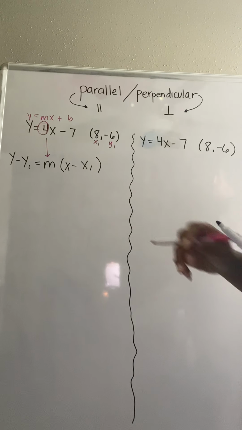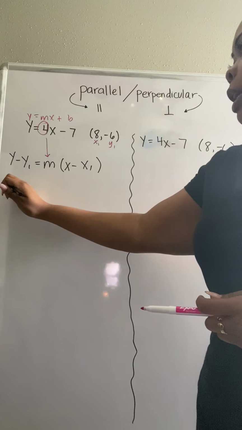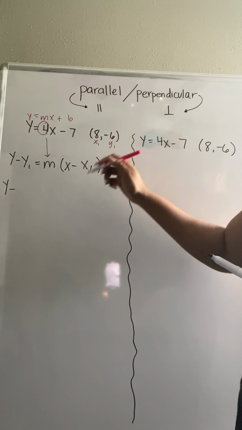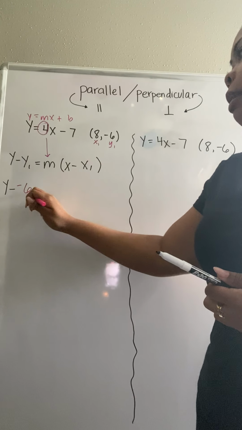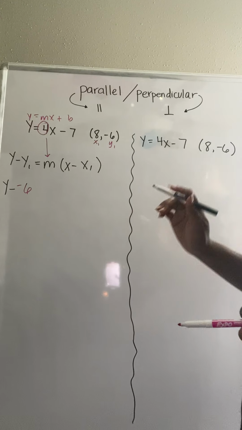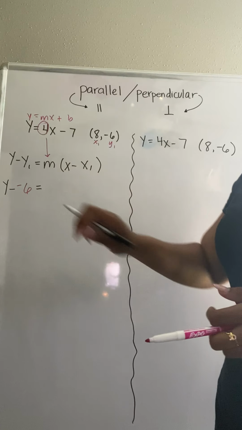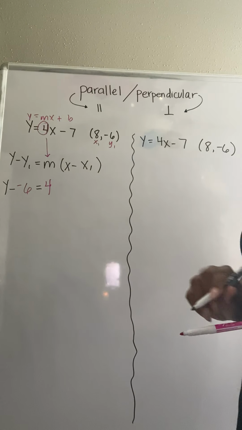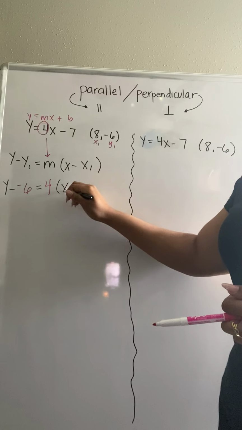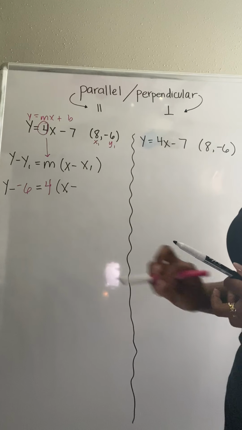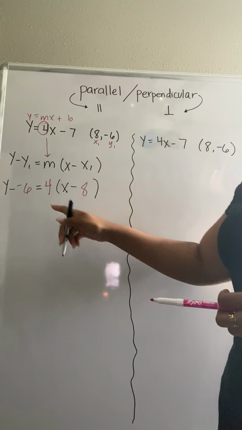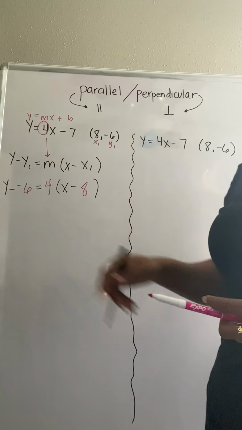All right, so I'm going to plug that in. We're going to end up with y minus, and then for y₁, I'm going to plug in -6, is equal to, they're parallel, so I'm using the same m, which is 4, times (x minus, and then our x₁ is 8). So we have plugged in our slope and we have plugged in our point.